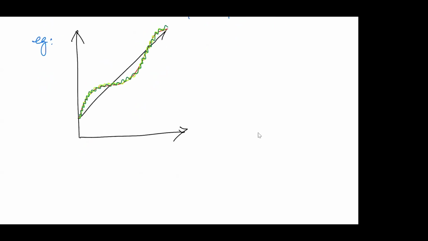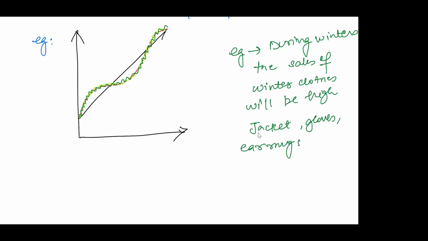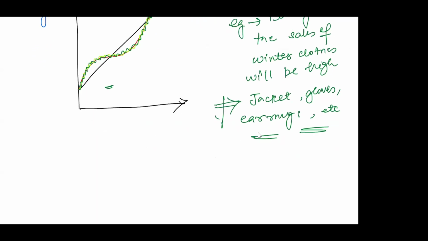Another example of seasonality is during winters, the sales of winter clothes will be high. Like jackets, gloves, earmuffs, sweaters, etc. During the winter season, the sales of all these clothes will be high. Why? Because it's a seasonality effect. So sometimes, even in some time series data, you will see a seasonality effect.